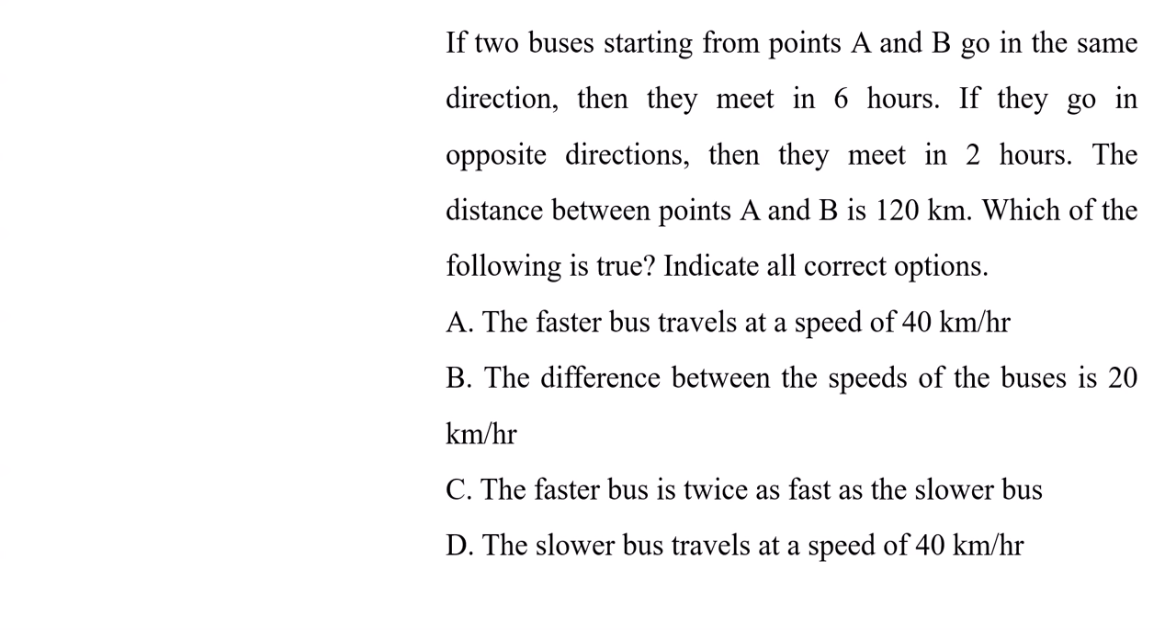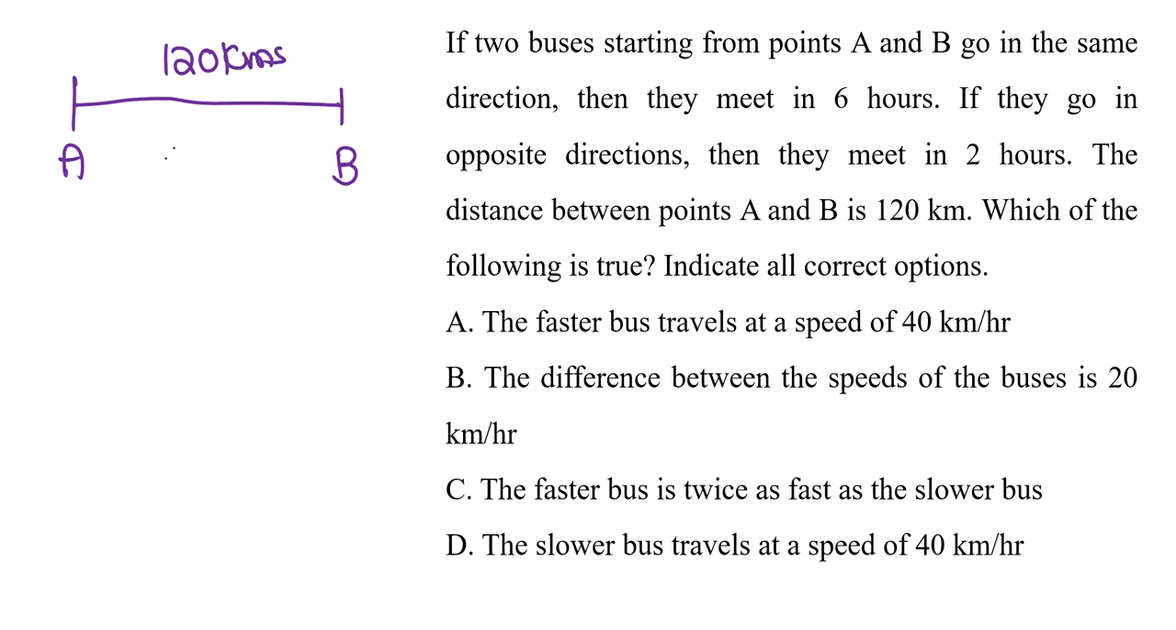Right, so now if you see this: same direction, more time; opposite direction, less time. So we know same direction, speed is less; opposite direction, speed will be more. That's obvious. Here, see this question. The distance between 2 points is 120 kilometers.